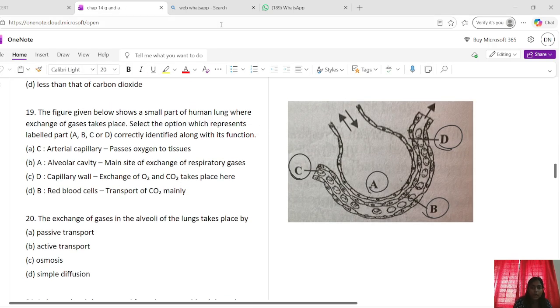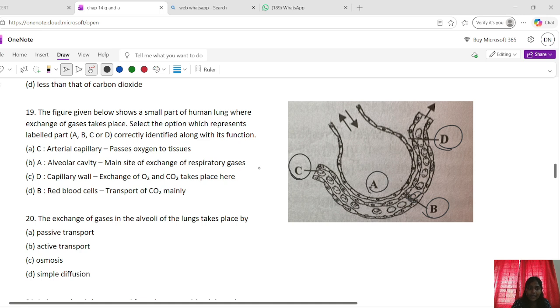Yes, here is the 19th question. Now here let us see the parts. As we have recalled before, we know what D is. D is nothing but the basement membrane. Basement membrane is nothing but the thin capillary wall, and that is why they have said capillary wall here. And then comes this part. What is this? RBC. And what is this? Alveolar cavity. And what is C?